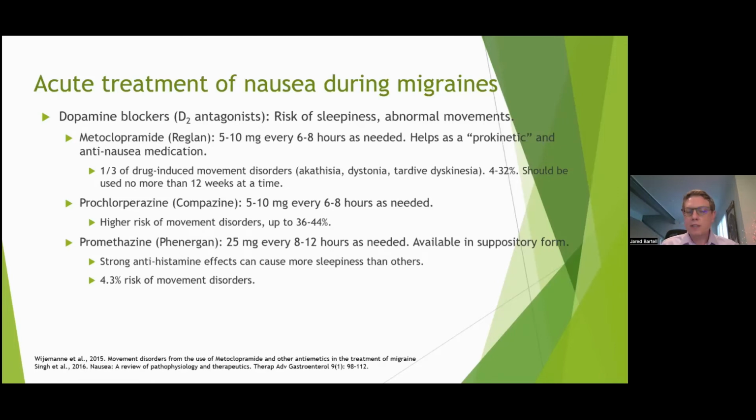So this one has that strong antihistamine effect, so it can cause extra sleepiness, and then it has one of the lower risks of movement disorders. So this one is thought to be relatively safe, but that drowsiness effect can be kind of limiting a little bit sometimes, but not everyone experiences that.